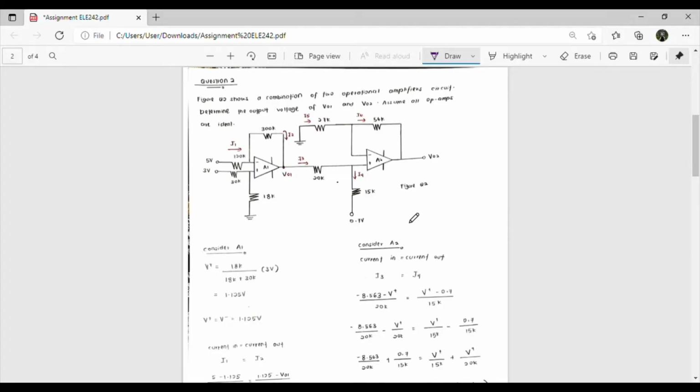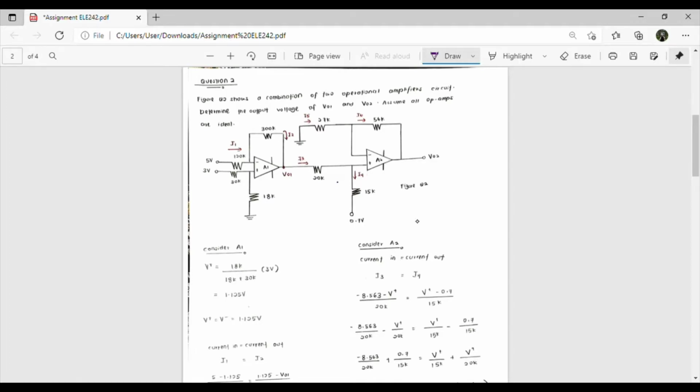For question 2, figure Q2 shows a combination of two operational amplifier circuits. Determine the output voltages V01 and V02. Assume all op-amps are ideal. First, if we get a question with two op-amps, it is easier if we consider them one by one. So I consider A1 first.